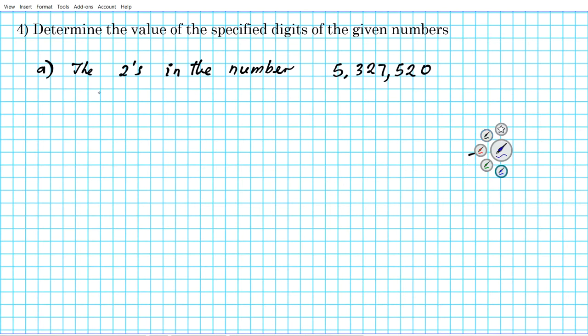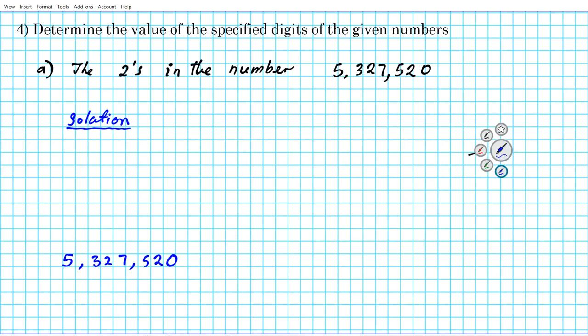All right, let's take a look at it. So to do this one, what we're going to do is identify the place value of all the digits. Okay, we already know how to do this from our previous lesson, but we're going to review that again because we need to do it correctly in order to get this problem correct.